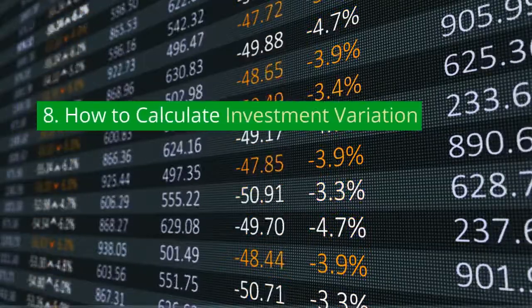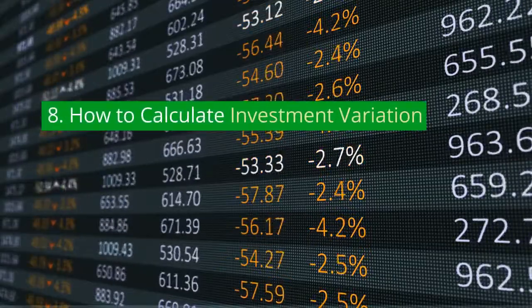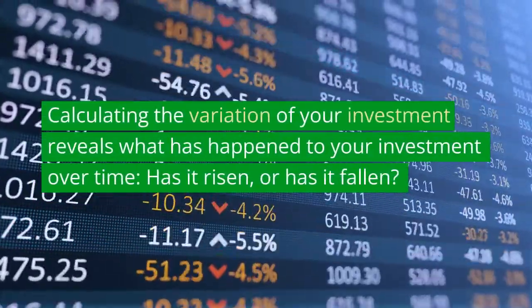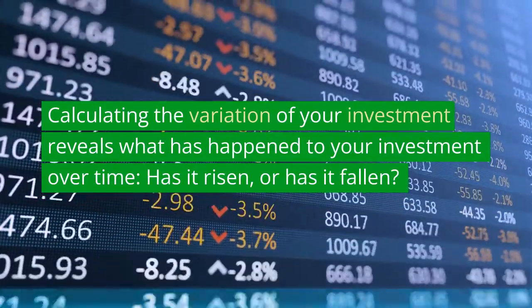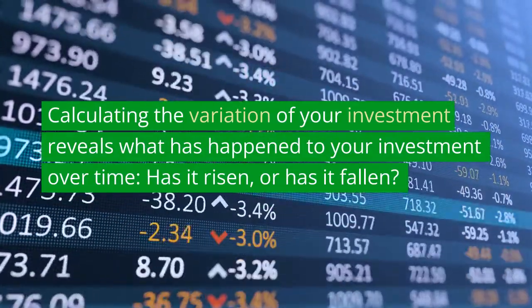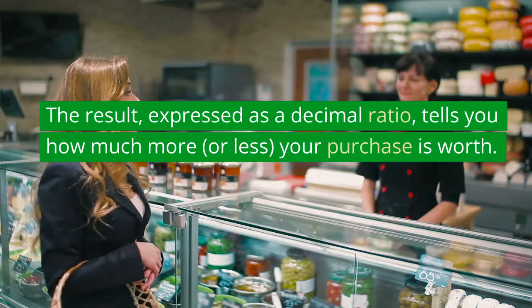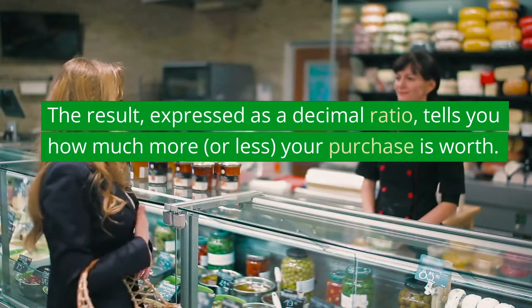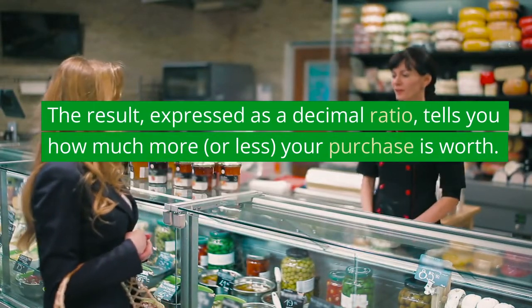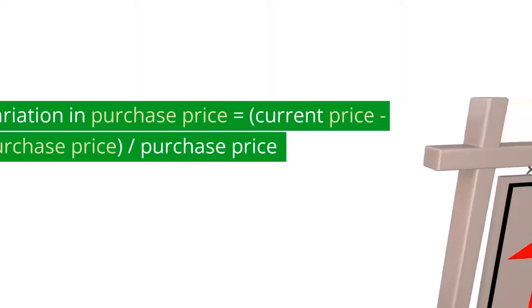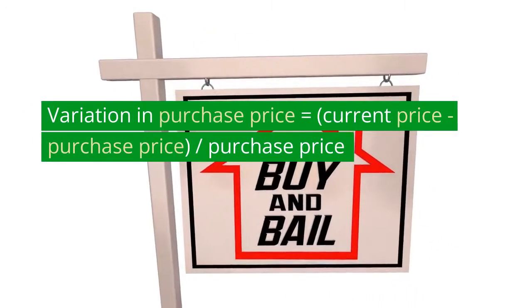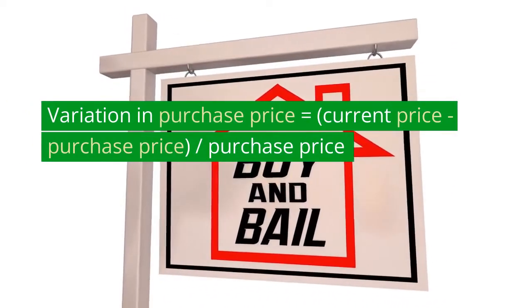8. How to calculate investment variation. Calculating the variation of your investment reveals what has happened to your investment over time. Has it risen, or has it fallen? The result, expressed as a decimal ratio, tells you how much more, or less, your purchase is worth. Variation in purchase price equals current price minus purchase price, divided by purchase price.